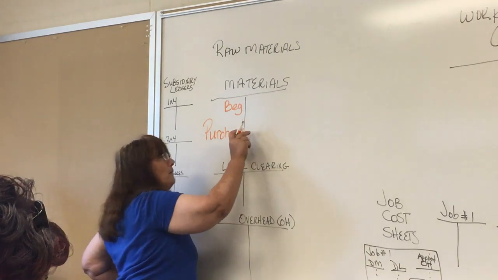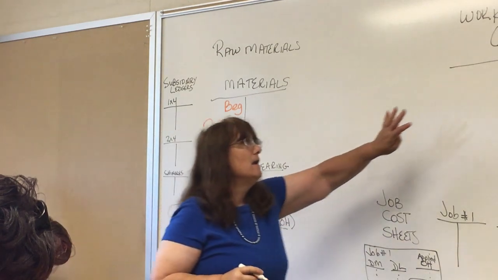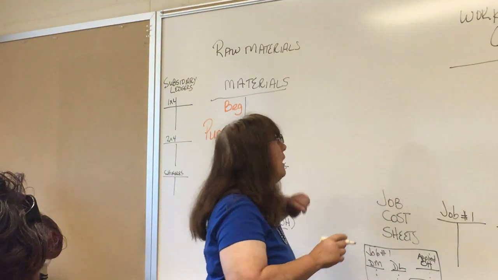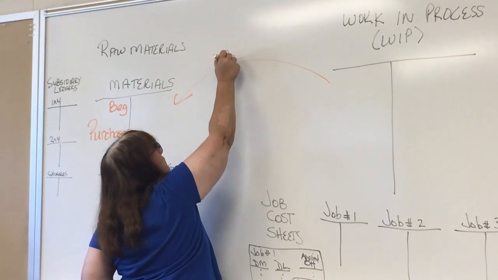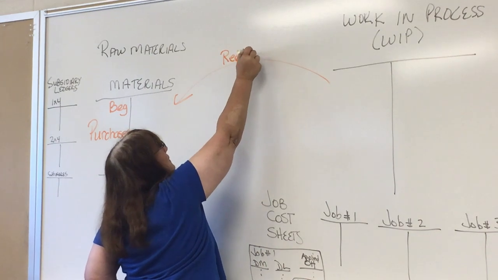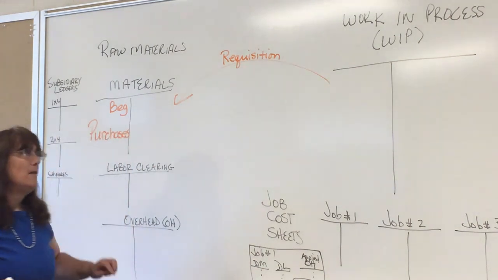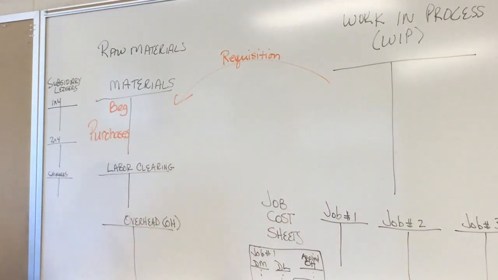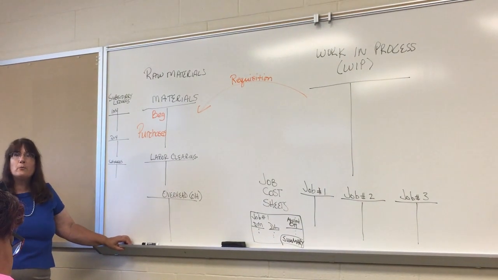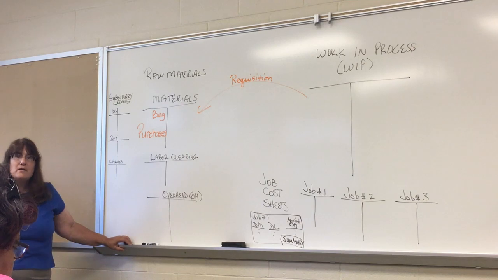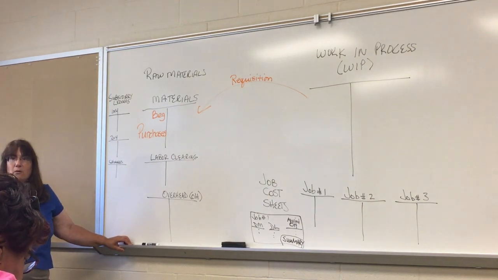And what goes out of the materials storeroom happens when someone from the factory floor sends us a requisition form. They're going to send us a requisition form that says, we're ready to start on job number 2. This is how many 1x4s we need. This is how many 2x4s we need. This is how many shingles we need, etc. It is all going to be listed on that requisition form.